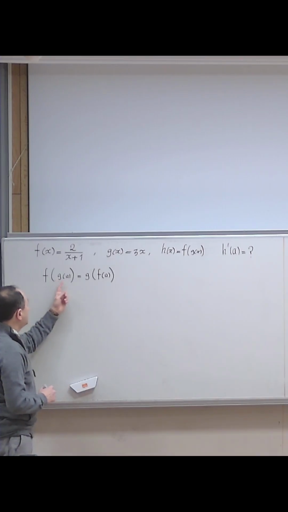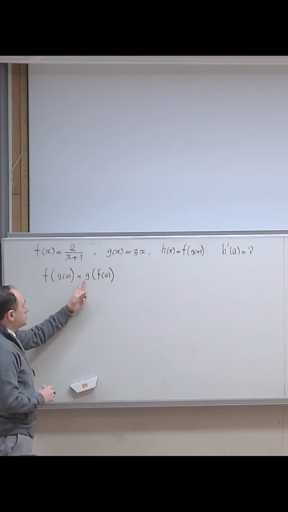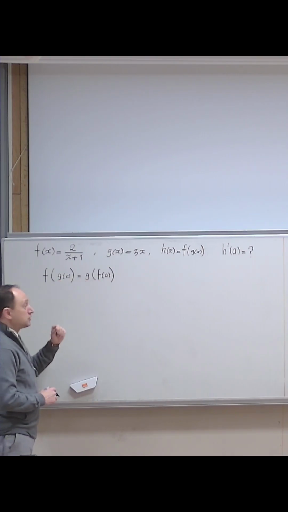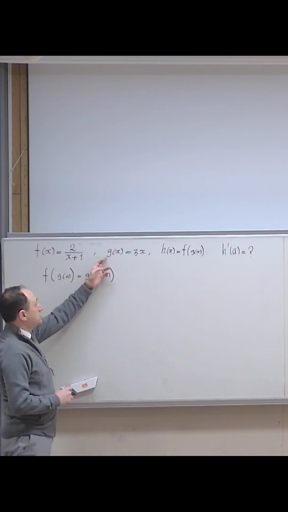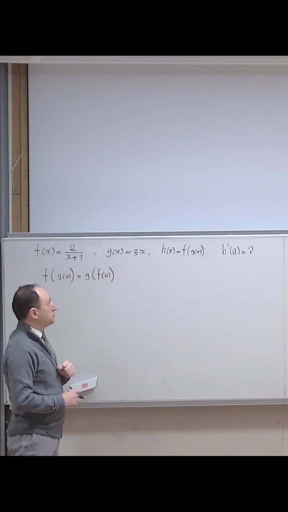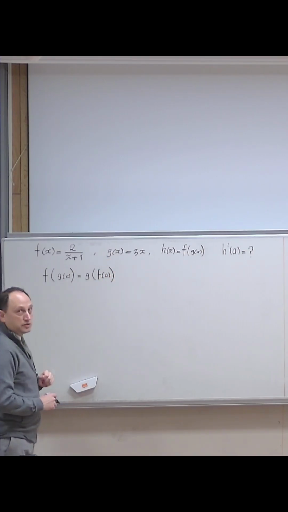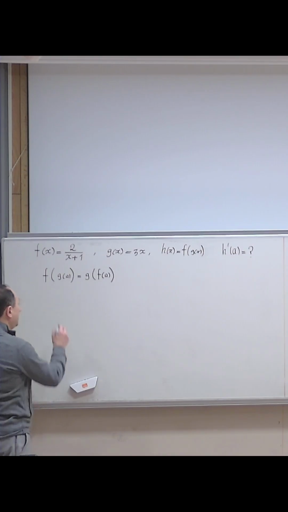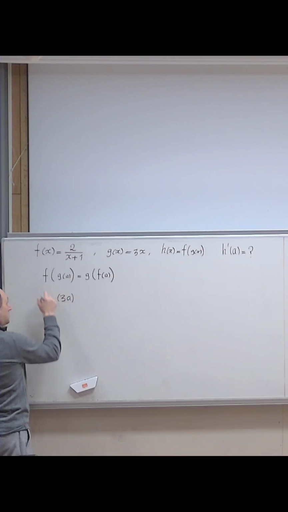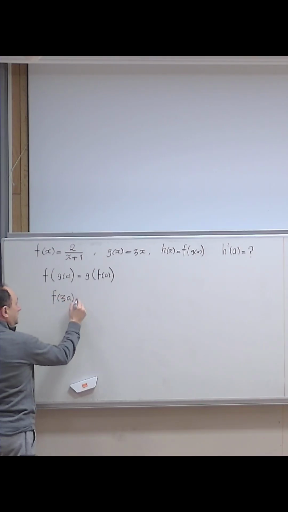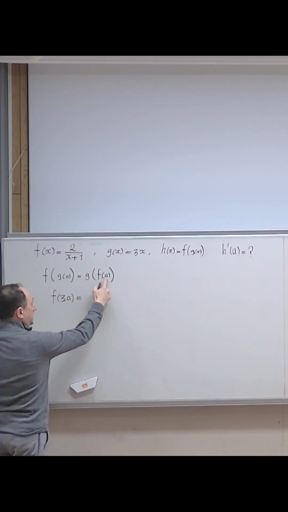So what is this? This means that f applies after g. This means that g applies after f. So g applies on a first. g is a function that multiplies every input by 3. The input here is a, so this becomes 3a. Now this will play the role of the input for the next function f. And the same here: f applies on a.